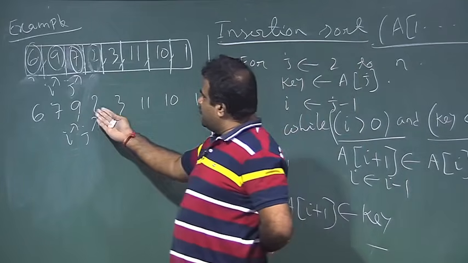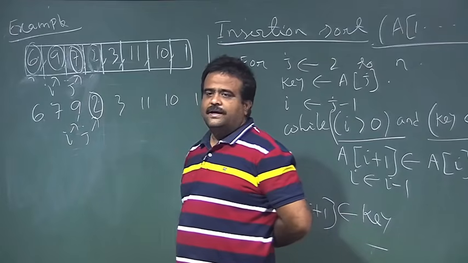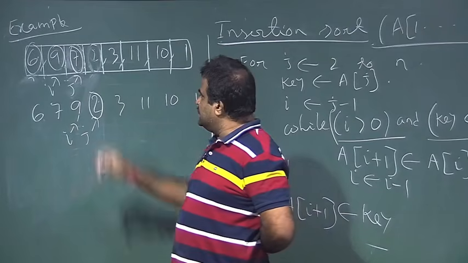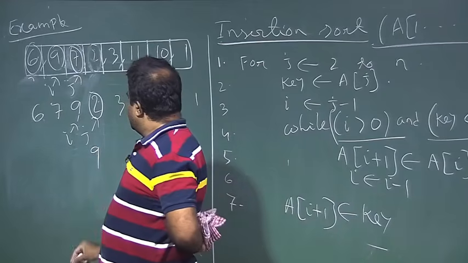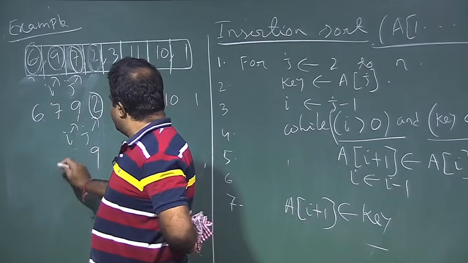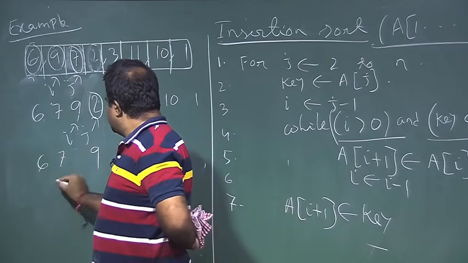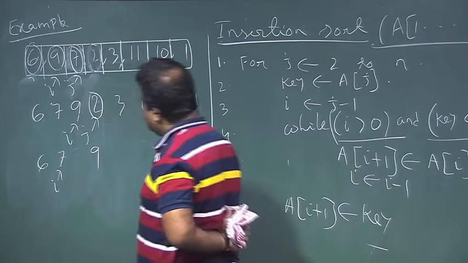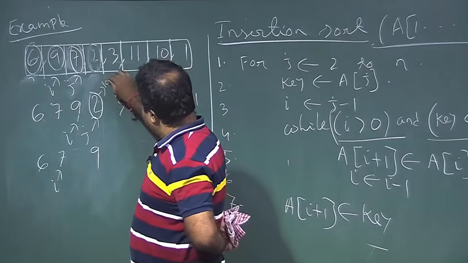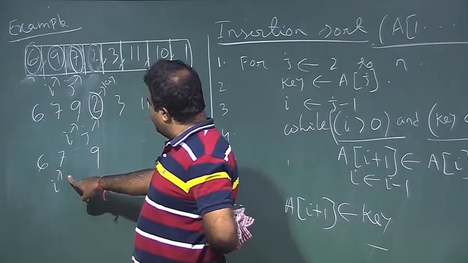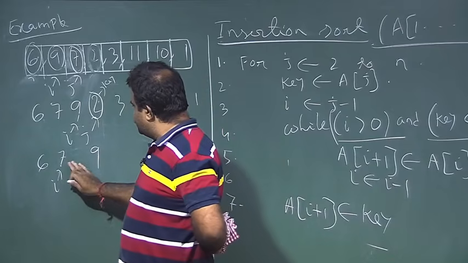Now, here again we have a problem. This is the key, and this key is less than ai. So, if key is less than ai, what do we need to do? We need to shift this, and then i is pointing here. So, we have to shift this, then 7 here. Now, i is pointing here. So, again we compare this, this is the key. Again we compare key with the new ai. This is again less than. So, again we need to shift this by 1.